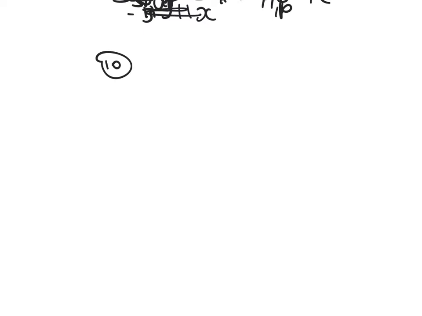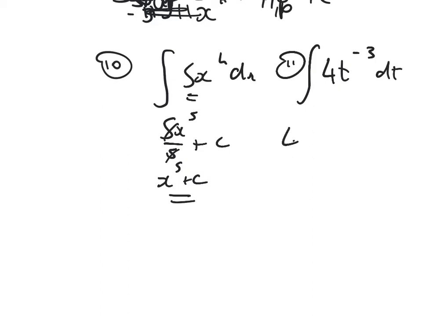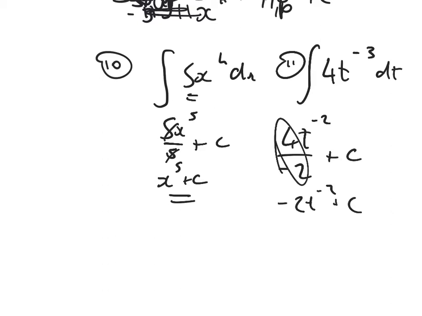Okay, let's try another. Let's integrate 5x to the 4, so now there's a constant in front. That will be 5x to the 5 over 5 plus c. These two cancel out and leave me with x to the 5 plus c. Example 11, we're going to integrate 4t to the minus 3. So that'll be 4t to the minus 2 divided by minus 2 plus c. 4 over minus 2 is minus 2, so that's minus 2t to the minus 2 plus c. Bring the power down, and that will be minus 2 over t to the positive 2 plus c.